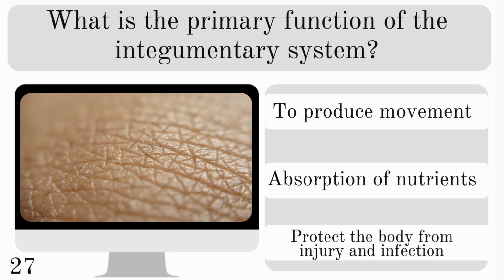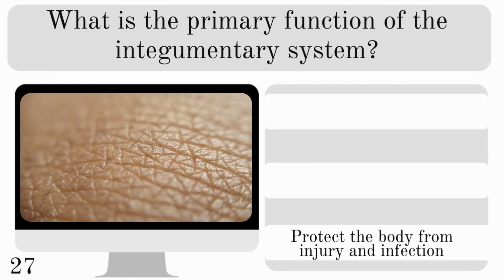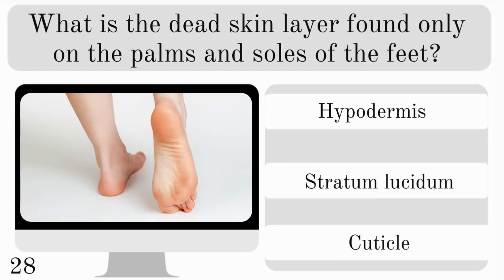What is the primary function of the integumentary system? Is it to produce movement, absorb nutrients, or to protect the body from injury and infection? And it's to protect the body from injury and infection. What is the dead skin layer found only on the palms and soles of the feet? Is it the hypodermis, stratum lucidum, or cuticle?